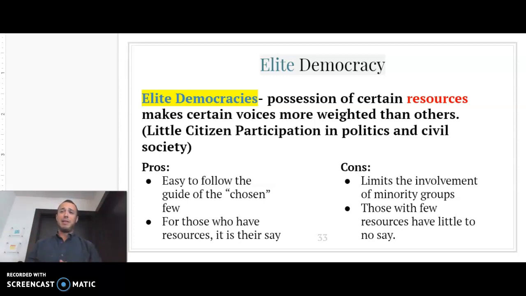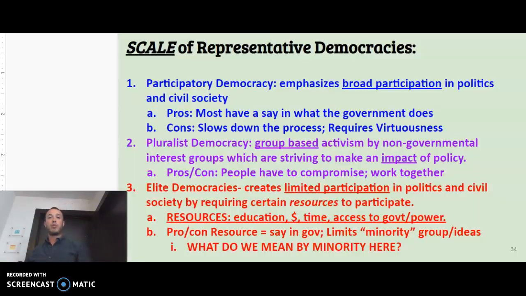The last thing I would say about elite democracy is that a lot of times you can see this in our government, but a lot of times people mistake what is being said here by elite. What I want to make sure you understand is that when they say elite, they are talking about being in possession of a certain resource, and that resource can change depending on the governmental situation or geographic location.